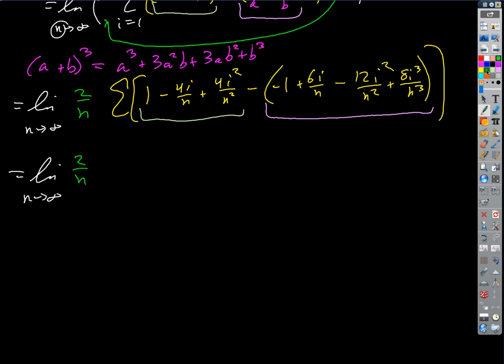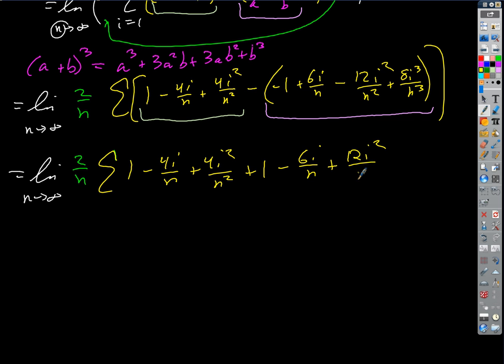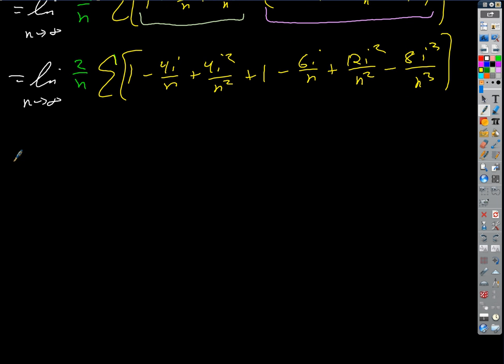Okay, so what are we going to get from all this? We get the sum of, let's distribute the negative. That's going to give us a plus 1 minus 6i over n plus 12i squared over n squared minus 8i cubed over n cubed, right? Keep going, so we can get one more line in. Okay, we'll pick that up tomorrow, and we'll finish this up.